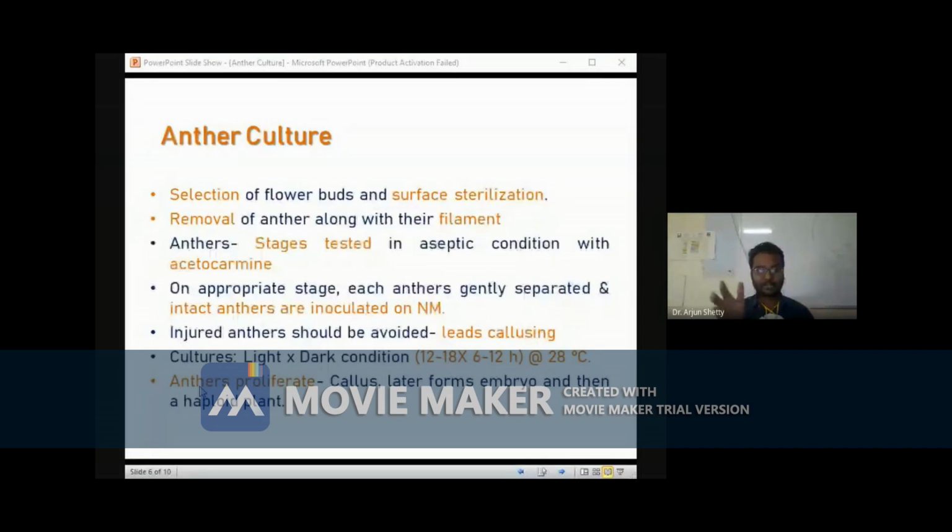So the point is that we need to select the flower buds before opening of the flower, that is, the immature flower has to be selected. After the selection of that immature flower we need to go for surface sterilization. What do we mean by surface sterilization here? Since the flower has been grown in natural conditions, there is a possibility of some contaminants. Anything other than the pollen grain, the anther, or the flower can be called a contaminant.